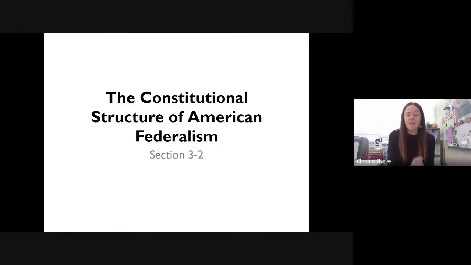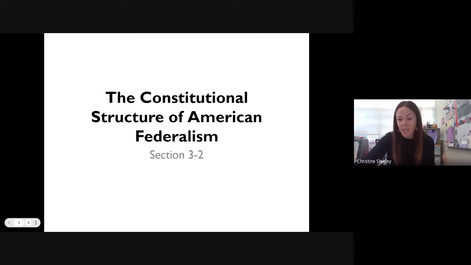Hi there. Okay, so we are talking today about the constitutional structure of American federalism. So section 3.2, I understand we already did 3.3. I kind of tend to jump around, as you might know. Okay, so this is not a super long section.